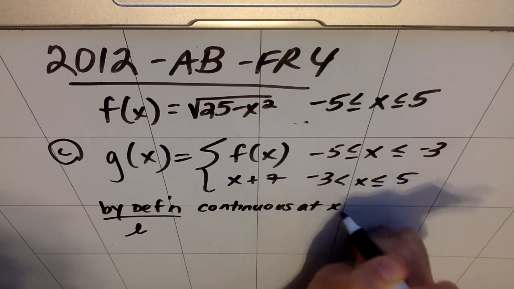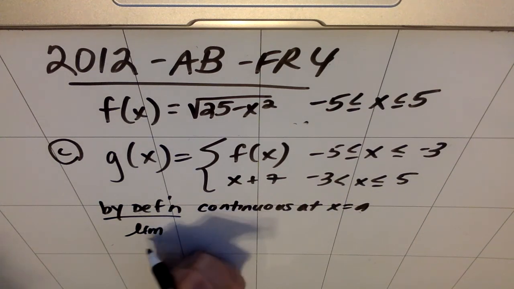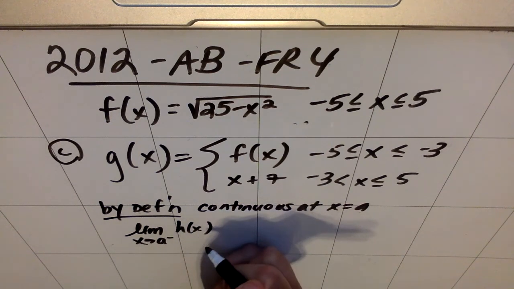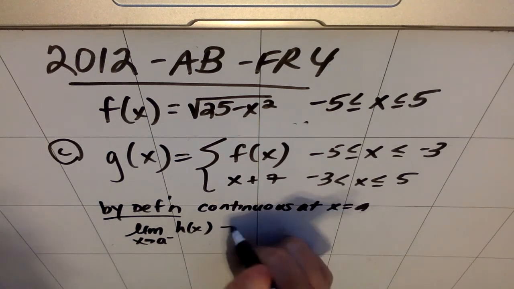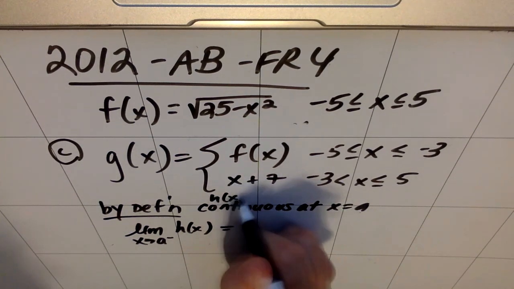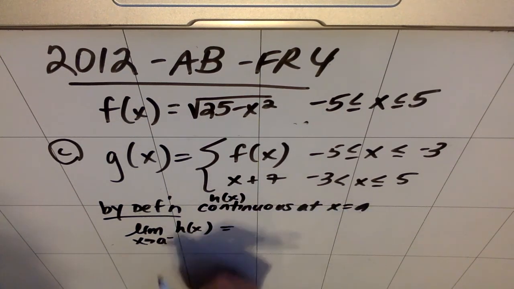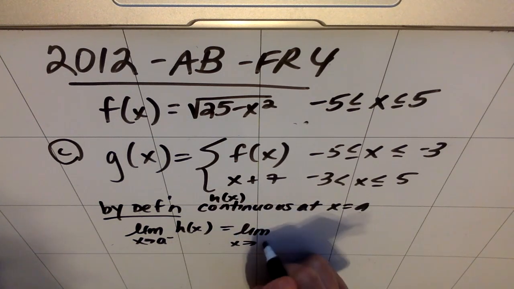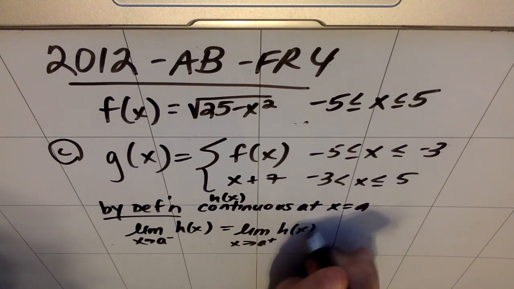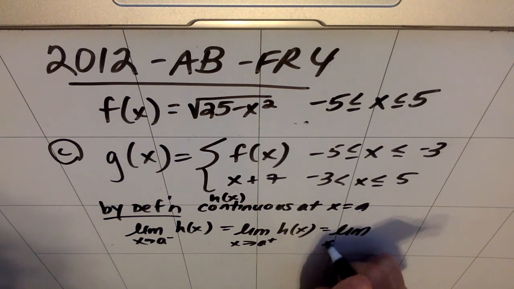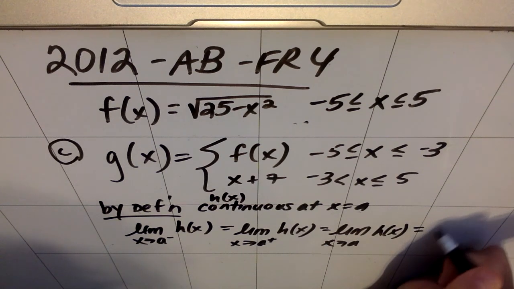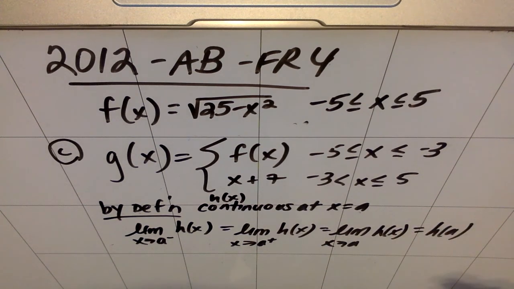at some x equals a, then the limit as x approaches a from the left of some function, and I'll use h of x here because there isn't an h in this problem to my knowledge, equals, so if h of x is continuous at x equals a, the left-sided limit approaching a is equal to the right-sided limit approaching a, right, which is equal to the double-sided limit at a, which is equal to the actual function, h of a. Right? So that's the definition of continuity.